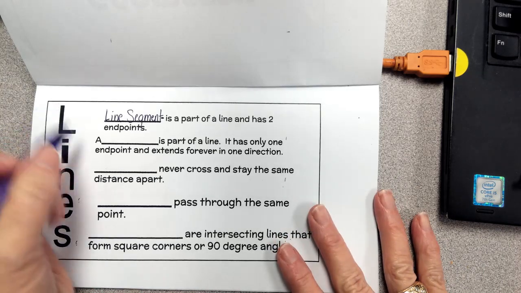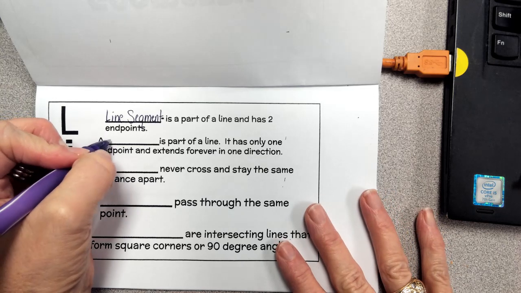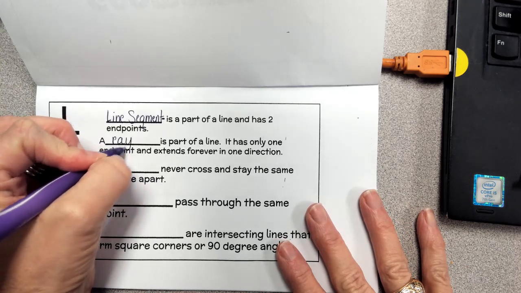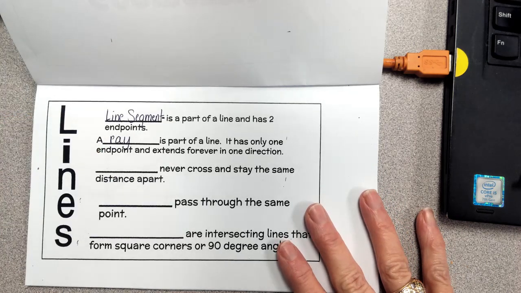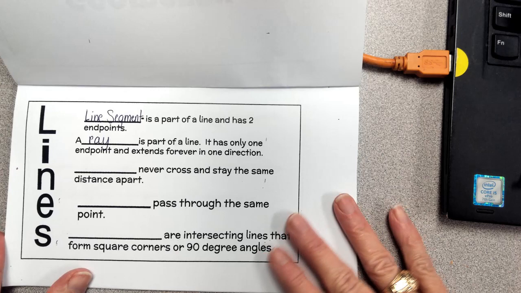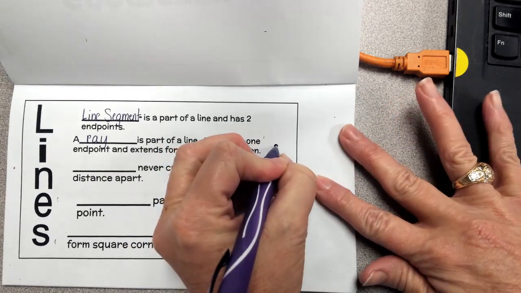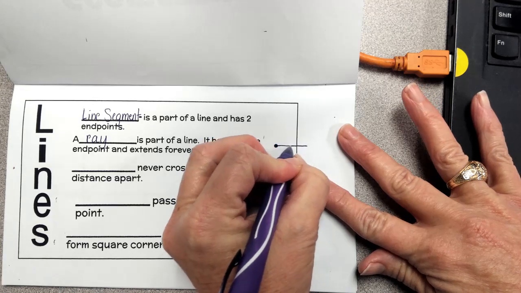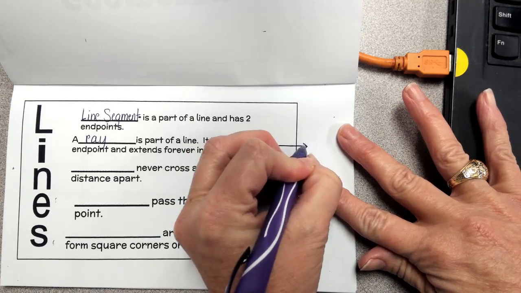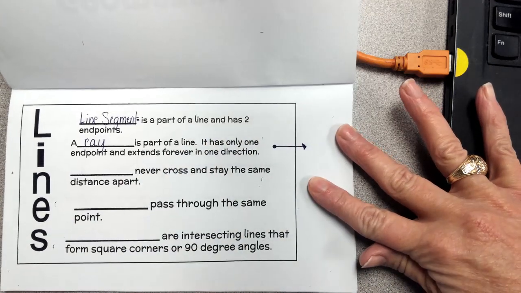The next thing is a ray is part of a line that has 1 endpoint and extends forever in one direction. So if I was thinking about an example of a ray, I would have an endpoint, and then of course I would have that line that extends, and the arrow would show that it was extending.